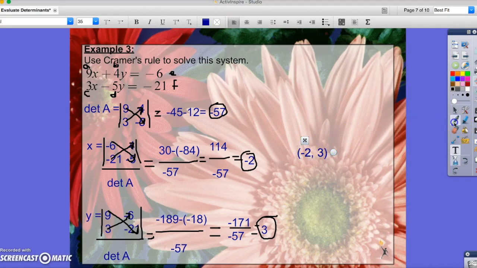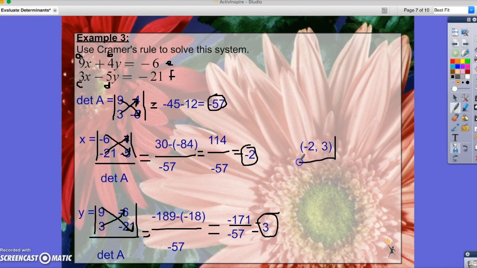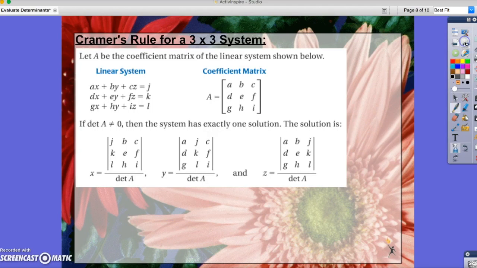So there's how we use determinants and matrices to solve an ordered pair. Now you could do substitution, elimination, or graphing. You're going to get the same answers algebraically, but here's the way to do it with a matrix. So we're doing Cramer's rule again. We have a 2 by 2. We're going to look at what a 3 by 3 means, because we did determinants for 3 by 3 as well. So let A be the coefficient matrix of the linear system shown below.